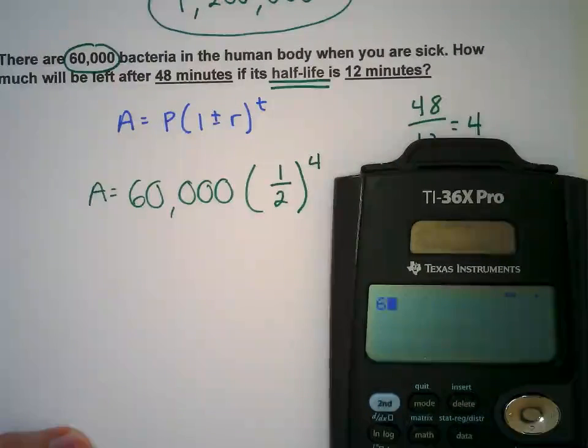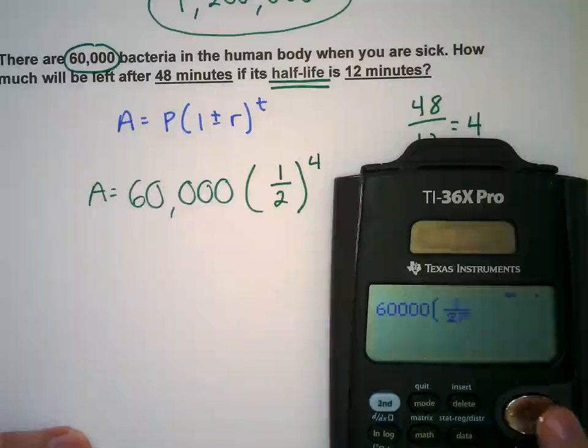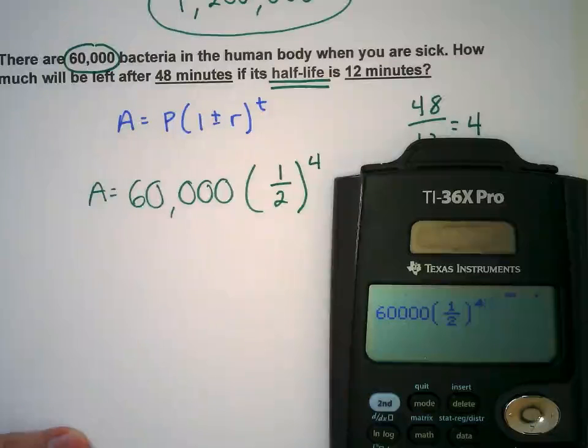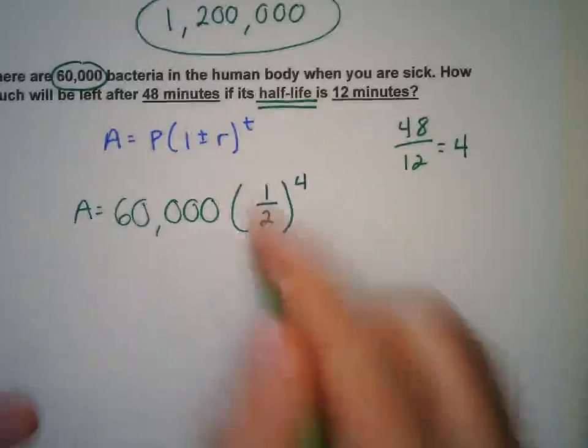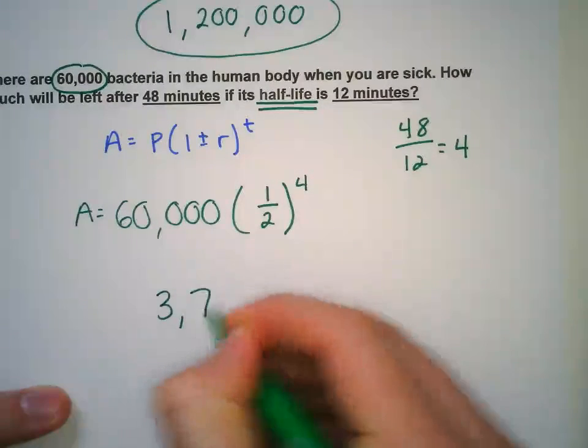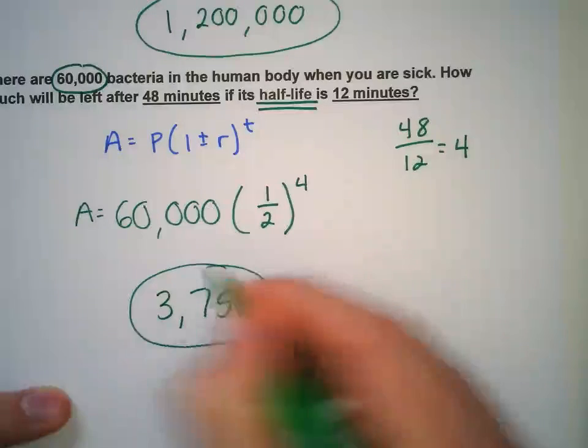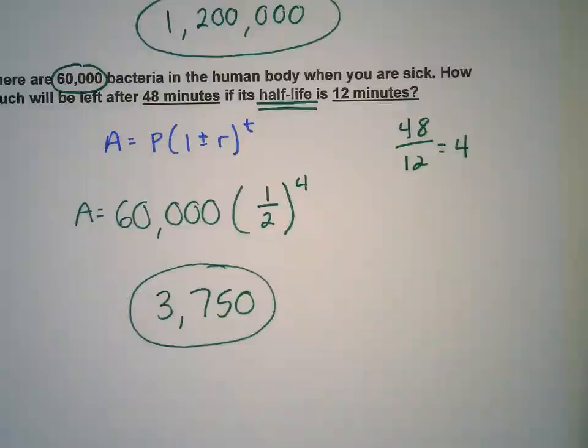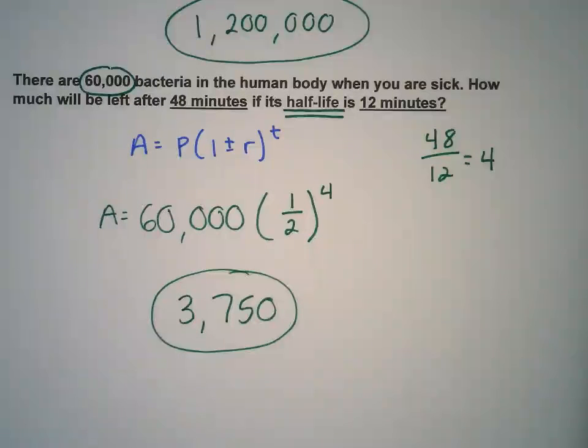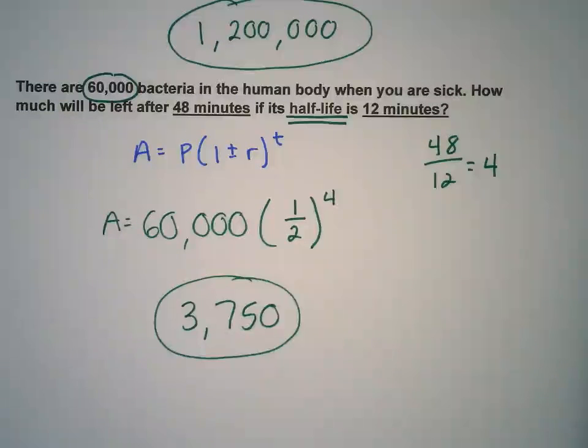And we take 60,000 times parentheses 1 over 2, raised to the 4th power. You press enter, and it tells you there'll be 3,750 bacteria left. That's how many bacteria will be left after 4 half-lives happen. So that is how you go about solving those questions. Again, 2 difficult questions. I would definitely make sure you watch this video and pay attention to it because you're going to need this in order to solve those last two questions on the quiz.